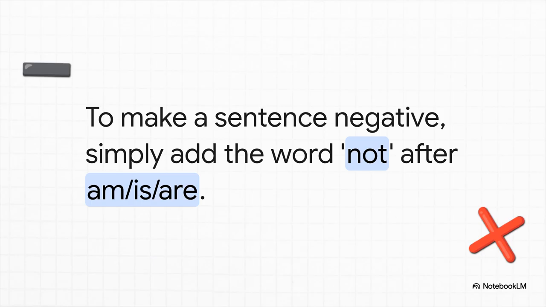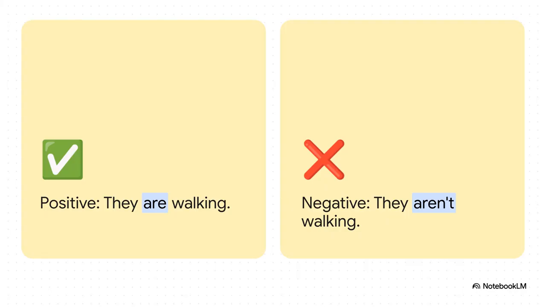Okay, so that's how you say something is happening. But what if it isn't? Believe it or not, it's even easier. You just take the sentence you already built and pop the word not right after am, is, or are. Check out this side by side. On the one hand, you have they are walking. Now to make that negative, you just add not after are. We usually squish that together to say aren't. They aren't walking. See how the basic sentence stays exactly the same?